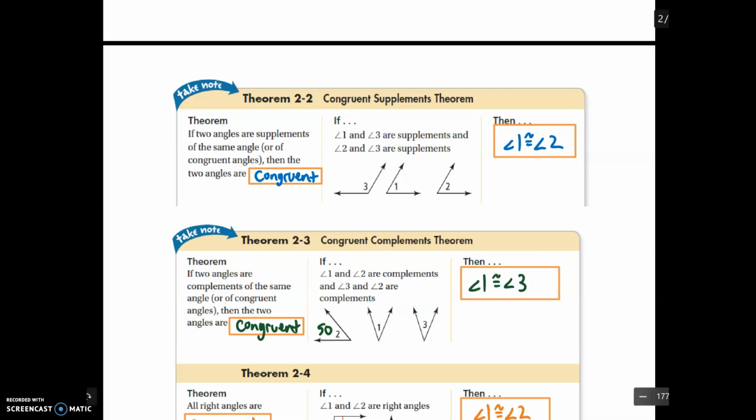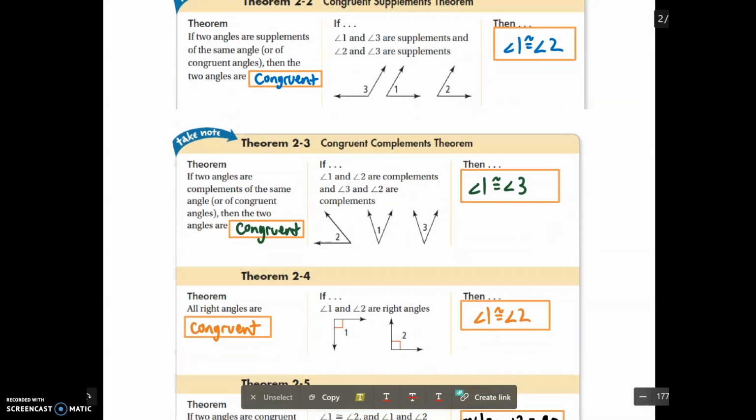So again, if I start with a 50 degrees and I make one pair complementary, it's not going to work unless your other angle is also complementary. It has to have that same measurement. So just knowing that basically the same measure is missing for both.